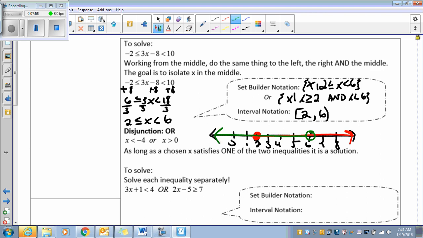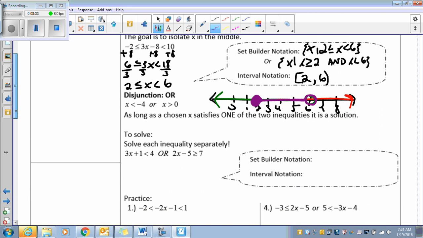Now when we work with the conjunction "and," the solution has to satisfy both inequalities, so we're looking for where the inequalities overlap. And that would be in between the 2 and the 6. So we would include this 2, so we'd have that closed circle. And then we would have an open circle at 6, because 6 is not included in the solution. So the only part that we would graph would be this purple part right here in the middle where both of those inequalities overlap.